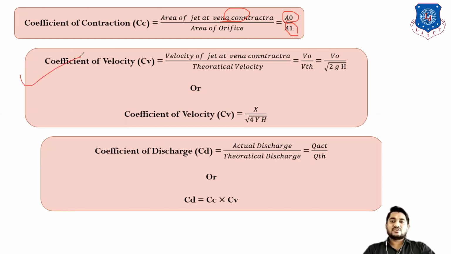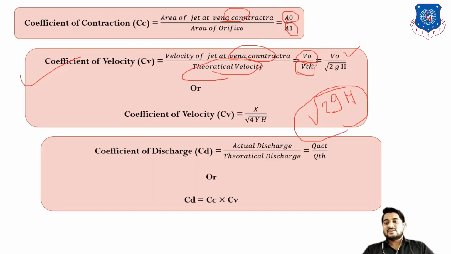Second one is the coefficient of velocity. It is basically the ratio of both velocities: the velocity at vena contracta divided by the theoretical velocity. That means V0 for vena contracta and VTH for theoretical. Now V0 divided by the theoretical value of velocity, that means under root 2GH. You have already studied the velocity equation in 11th and 12th standard. So V theoretical is equal to under root 2GH. So coefficient of velocity is the velocity V0 divided by under root 2GH.